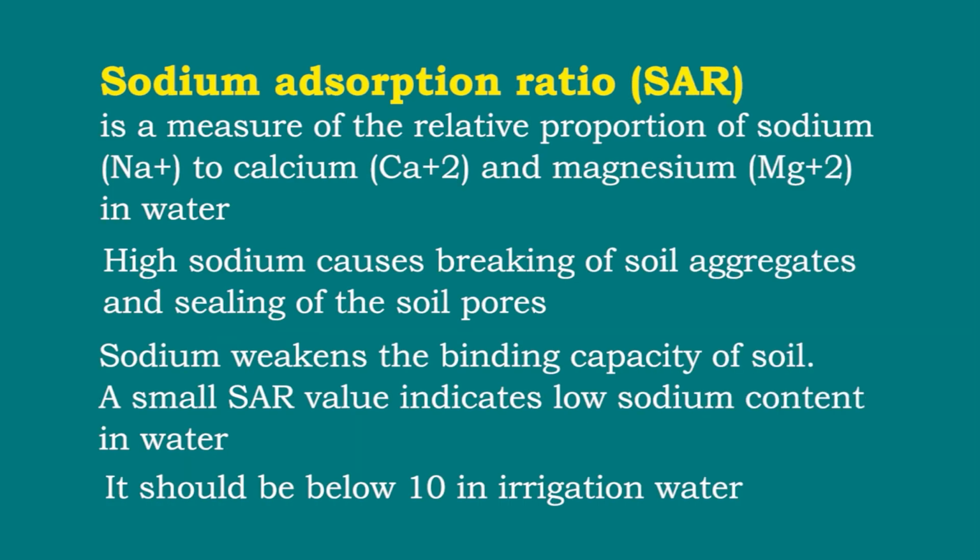Third, sodium absorption ratio. It is a measure of the relative proportion of sodium ions to calcium ions and magnesium ions in water. High sodium causes breaking of soil aggregates and sealing of the soil pores. Sodium weakens the binding capacity of soil. A small SAR value indicates low sodium content in water. It should be below 10 in irrigation water.